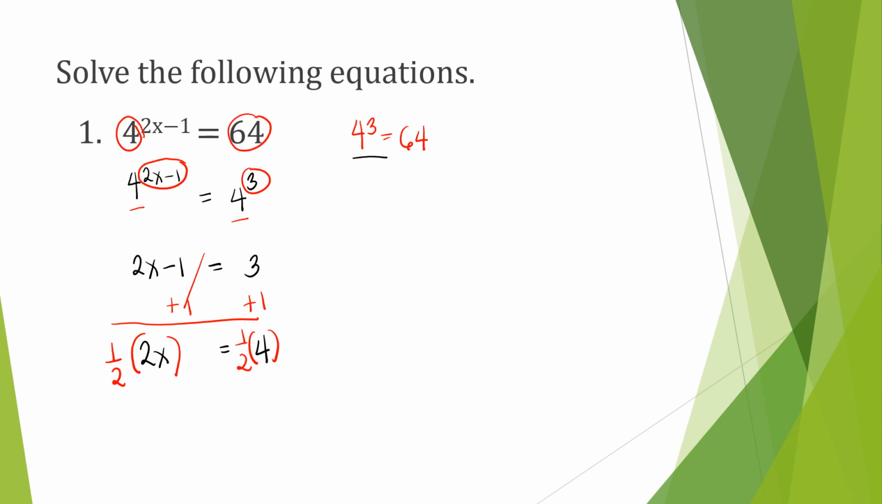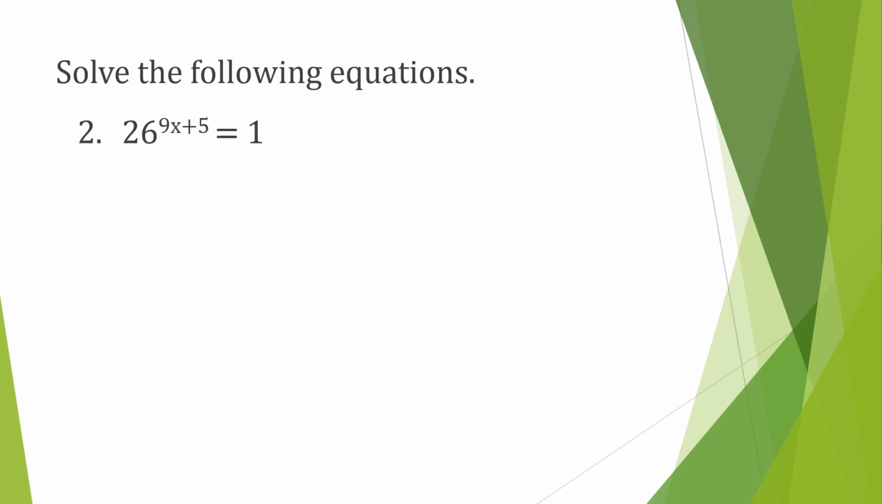So 1/2 times 2x is x. A number multiplied by its reciprocal is 1. So this one becomes x, or 1x is equal to 1/2 multiplied by 4, which is 2. So x is equal to 2.